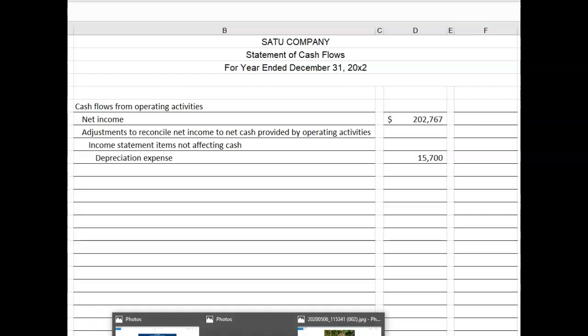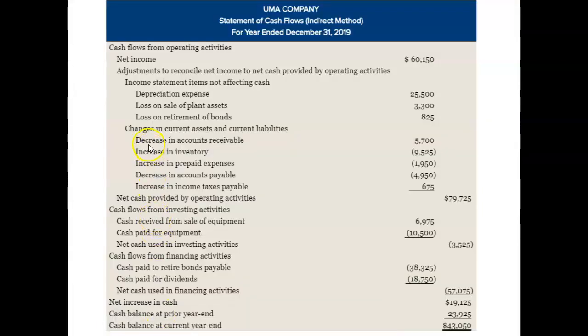What happens next? Next, we need changes in current assets and current liabilities. So I'm going to write that line in there. Then we're going to talk about whether the change should increase net income or decrease net income. And there's a little bit of a trick for remembering whether a change is going to increase or decrease net income, and I'll show you that trick in just a moment.